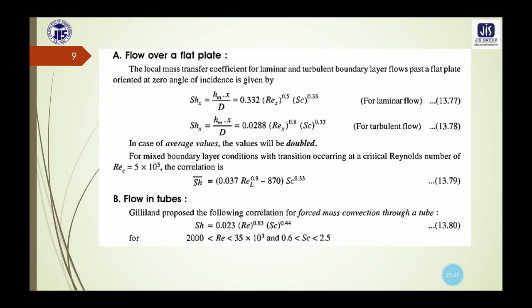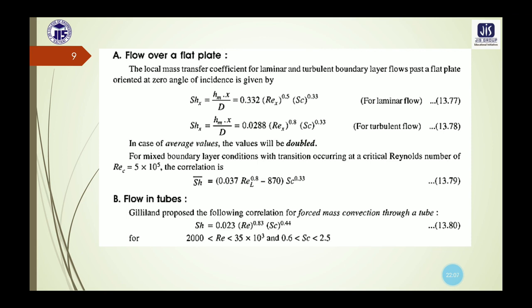This is a similar type of representation to what we have studied for the Nusselt number correlation in convective heat transfer. Next, in case of turbulent flow, the Sherwood number equals h_m x divided by D, and the representation is 0.0288 Reynolds number to the power 0.8 and Schmidt number to the power 0.33. So these two representations are applicable for laminar flow and turbulent flow respectively. Now in case of the average values, these values will be doubled.